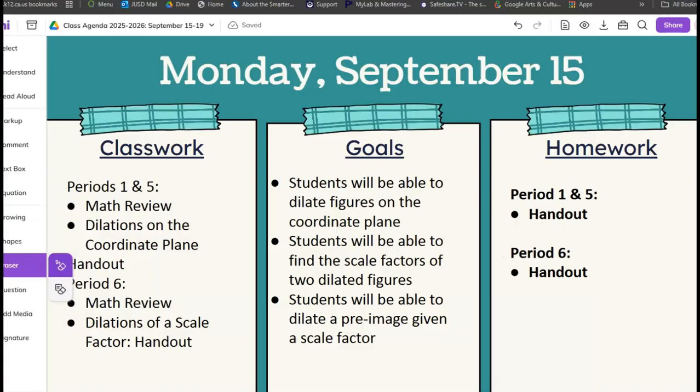Okay, we're period 6. We just did math review and we're going to do dilations of a scale factor. It's a handout. I will start it in class and you should actually have time to finish it so that you don't have any homework. Students will be able to find the scale factor of two dilated figures, and students will be able to dilate a preimage given a scale factor. So that is my goal for today after you finish this handout. And your homework is whatever we don't finish on the handout.